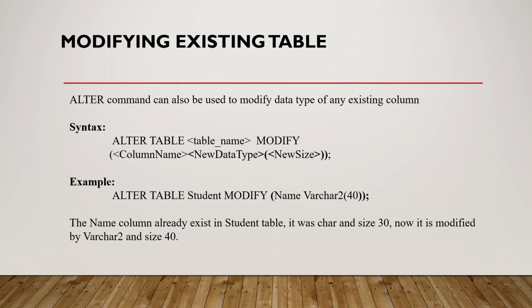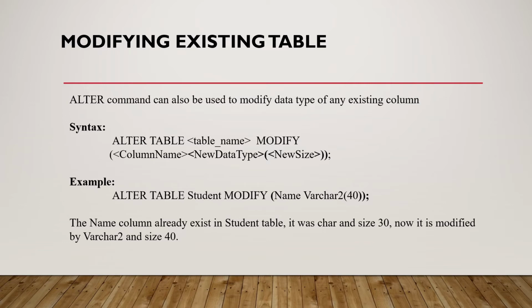And next one is modifying existing table. So the alter command can also be used to modify the data type of an existing column. Syntax: alter table, table name, modify, column name, new data type and size, new size. Example: alter table, student, modify, name, varchar 2 of 40.